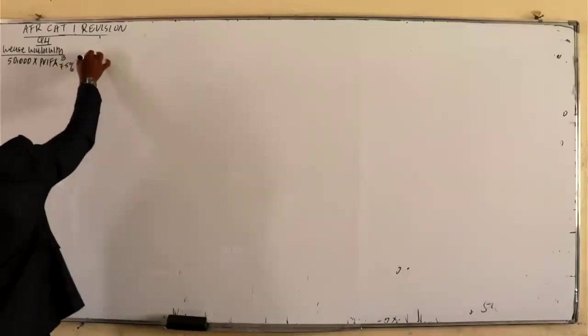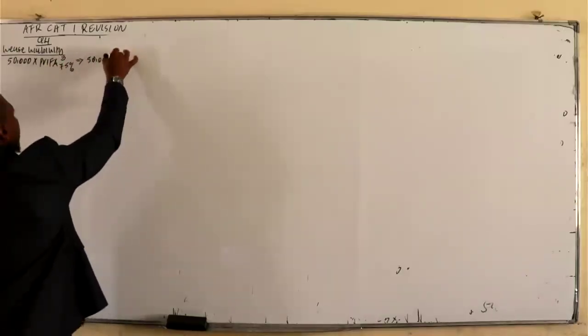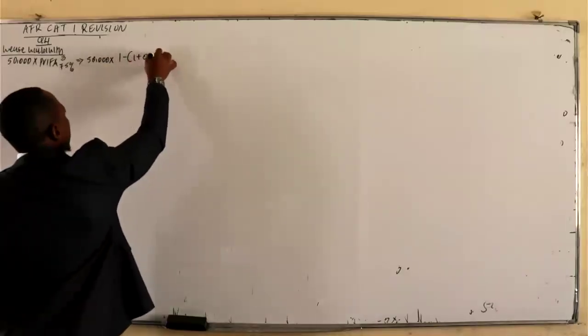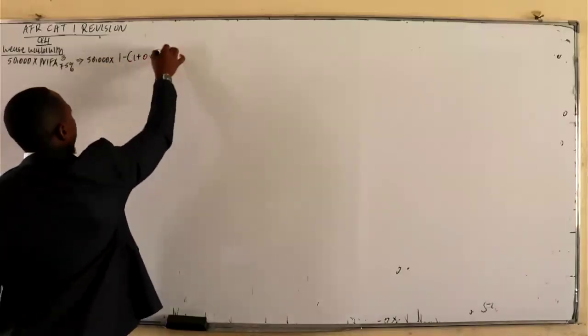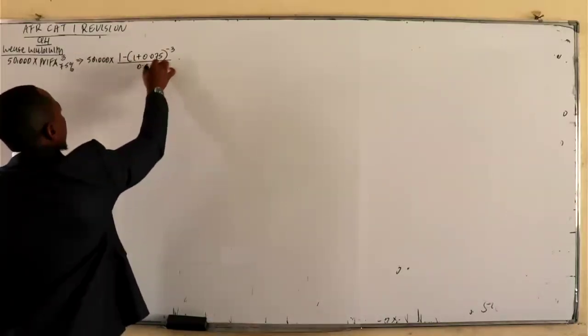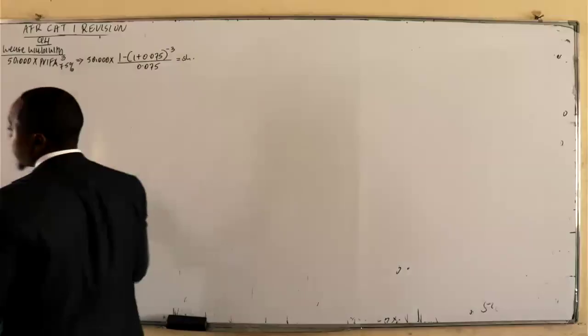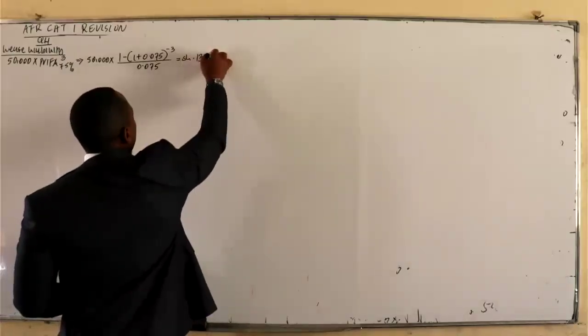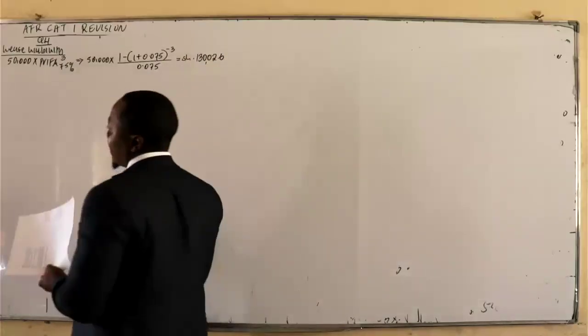So it will be 50,000 times 1 minus 1 plus R, 0.075 raised to the power negative n. That's negative 3, over 0.075. What do you get? You get 130,026. Yeah, and that's what you are given.